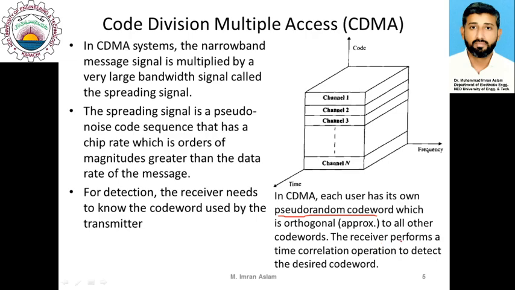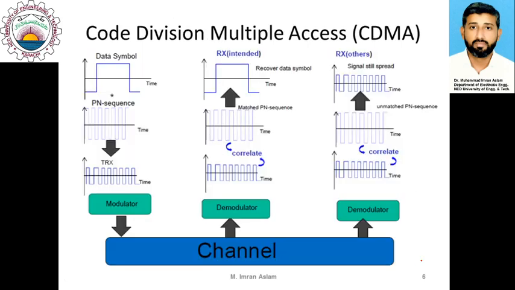The receiver generally performs a time correlation operation, and when the codes are exactly matched, in that case the signal is decoded correctly. Otherwise the signal would give a low correlation, and eventually it will remain as the noise signal or spread signal in the wide bandwidth. This is an illustration of code division multiple access.